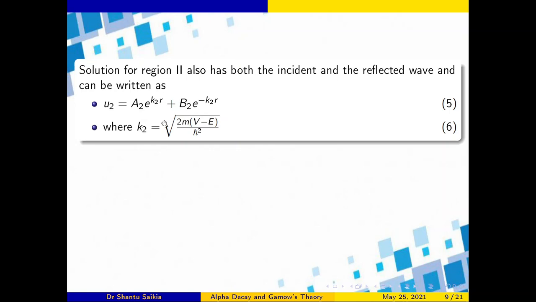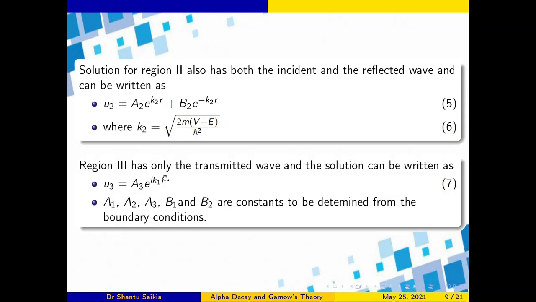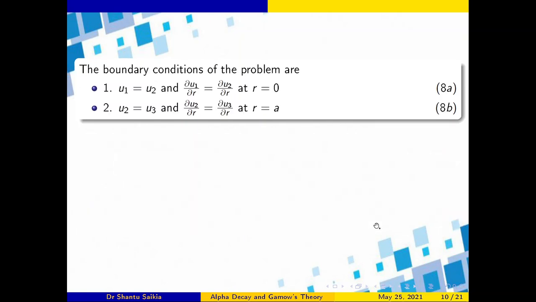Similarly, for region 2, we can write the solution to be A2 e to the power K2R incident and the reflected. For region 3, which is only the transmitted wave, the solution can be written as U3 is A3 e to the power iK1R. This is the transmitted. So here A1, A2, A3, B1 and B2 are constants which are to be determined from the boundary conditions of the problem. So what are the boundary conditions of the problem?